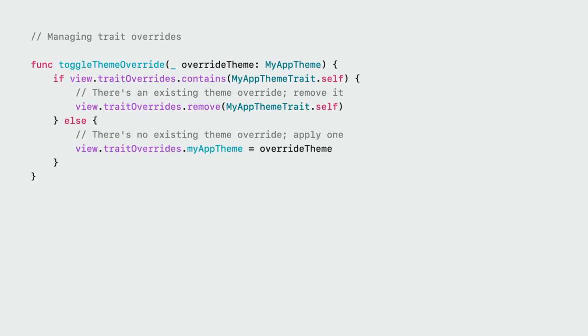The trait overrides property also allows you to check whether overrides are applied and remove overrides altogether. Here's an example of toggling an override by using the contains method to check if an override exists and the remove method to remove the override entirely. Each time this method is called, it will either remove the existing override or apply a new theme override when there wasn't one already. Trait overrides are an input mechanism to set values. To read trait values, always use the trait collection property. Reading from trait overrides when no override has been set will raise an exception.